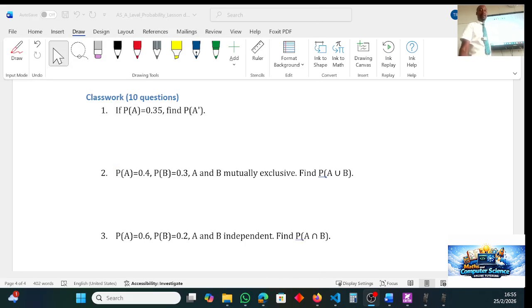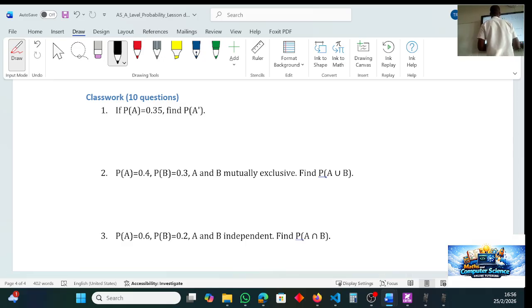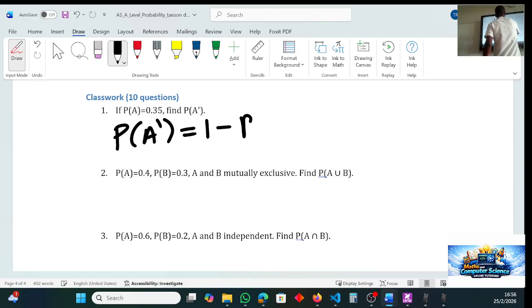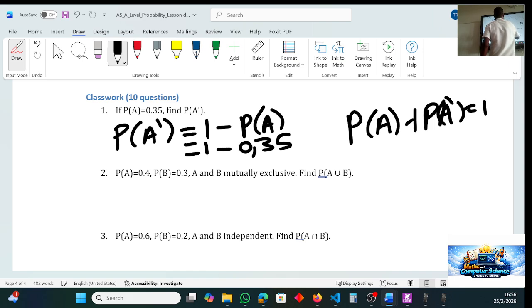All right. On the screen here, we have a question asking us to find the probability of A complement, given that we know the probability of A. The idea is that the probability of A complement is given by 1 minus the probability of A itself. Why is that so? Because the probability of A plus the probability of A complement results in 1. Because this probability is known, this will simplify to 0.65.